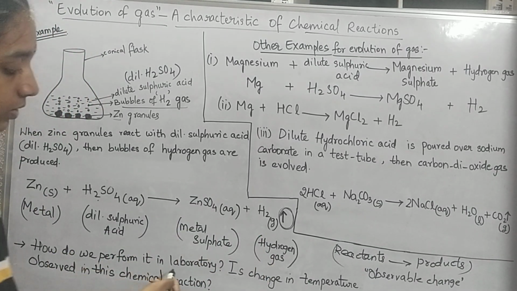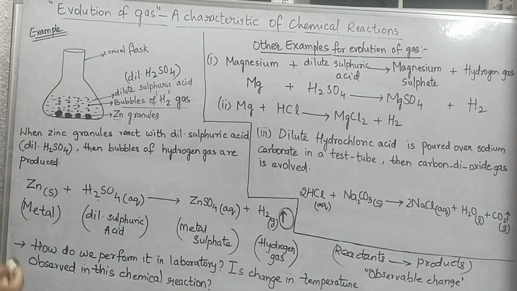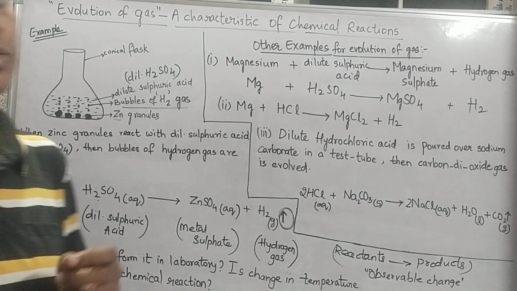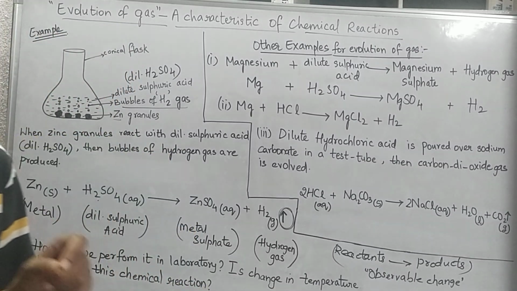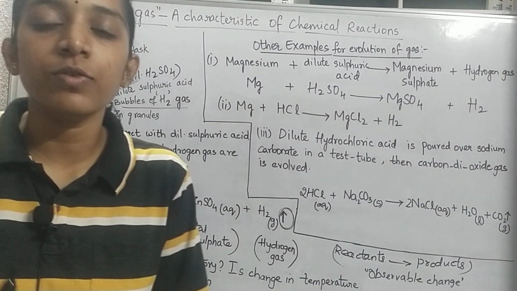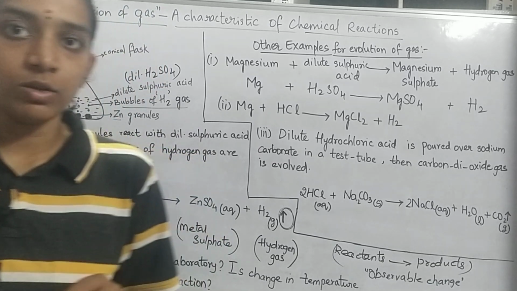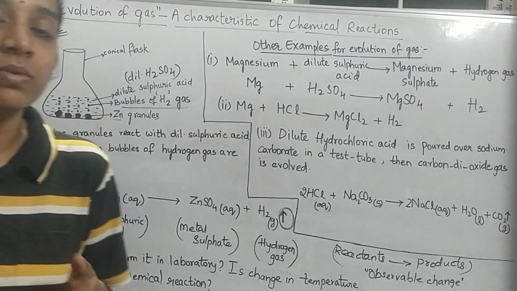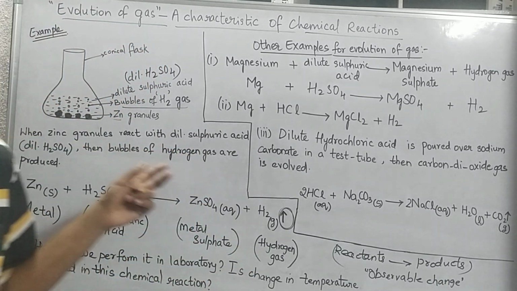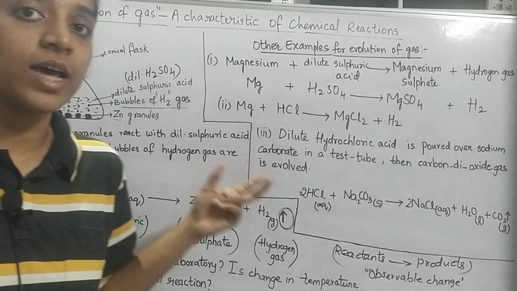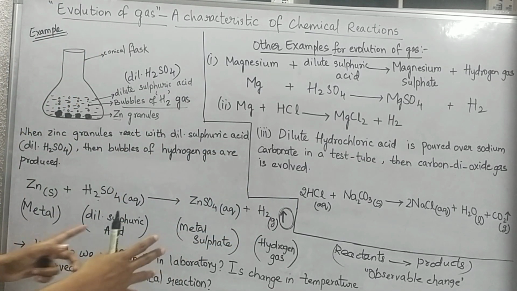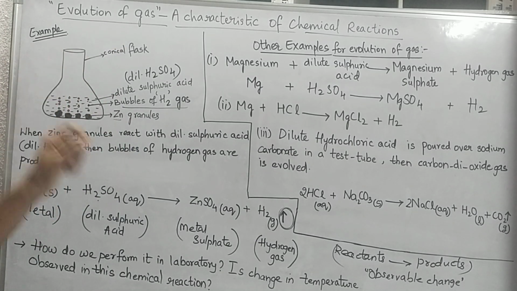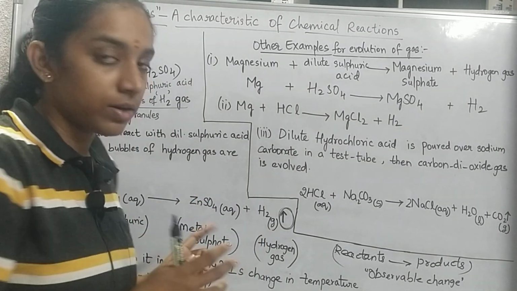So how do we perform this in the laboratory? First we have to take a clean conical flask, add a few zinc granules in it, then slowly add the dilute sulfuric acid to the zinc granules, and then what will we observe? We will observe that a gas, hydrogen gas, is evolved during this chemical reaction. In this chemical reaction, which gas is evolved? Hydrogen gas is evolved.